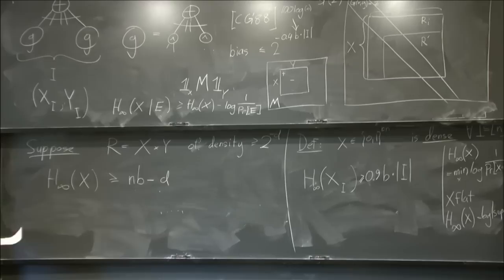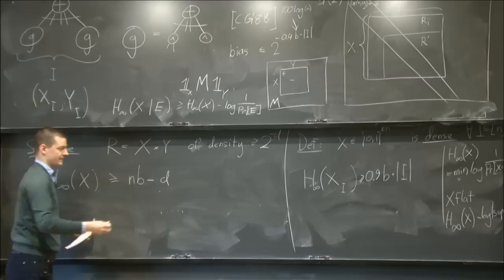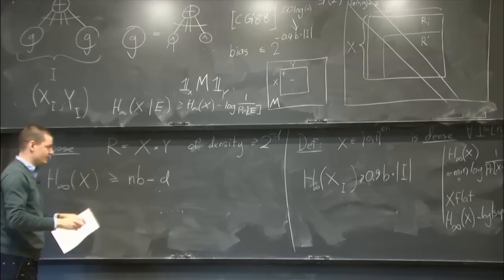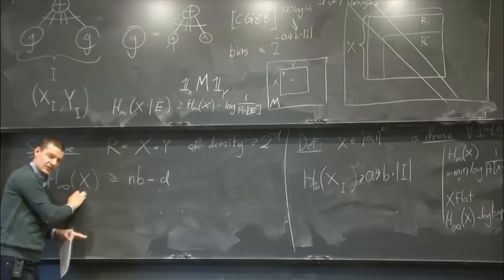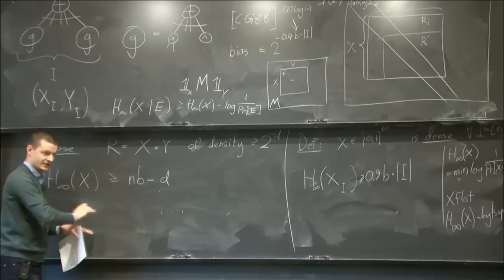OK, but it may not be dense, because what if all this loss of entropy happens in a few coordinates? You could be completely fixed there. So the way I'm going to pre-process it is I'm going to find a block that fails the density condition. I'm going to fix my variable on those coordinates and hope that the remaining will be dense.